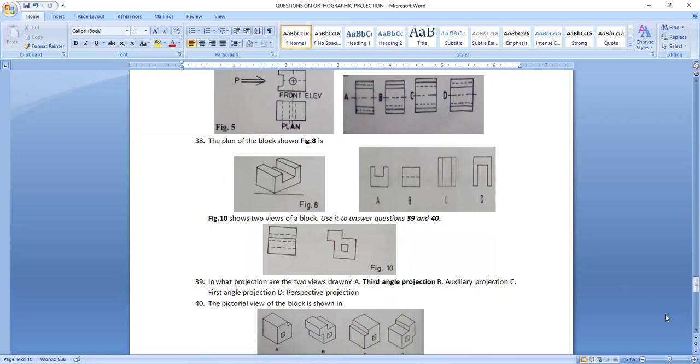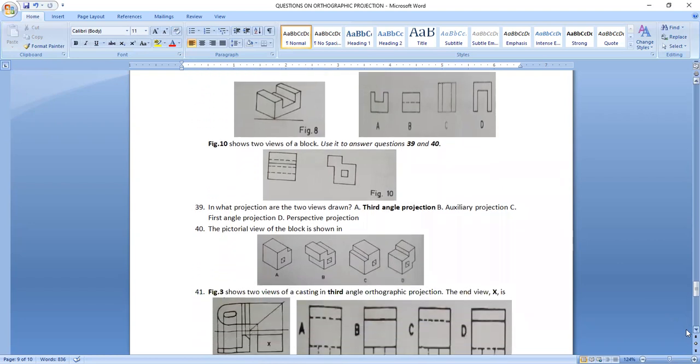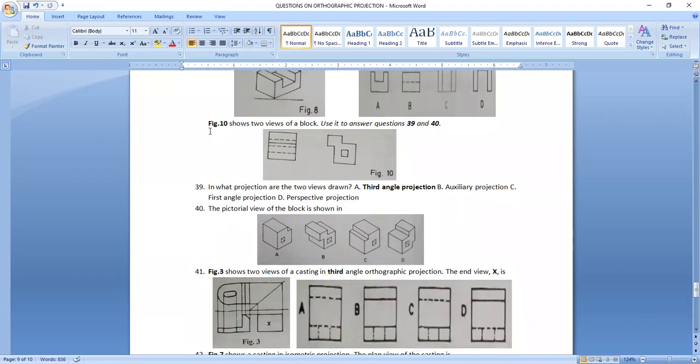Then we move to question 39. Before we can answer questions 39 and 40, we are told that figure 10 shows two views of a block, which we use to answer both questions. Now, this is the block, and as I said, you need to ask yourself in what angle these views are given. But let's look at question 39 first.